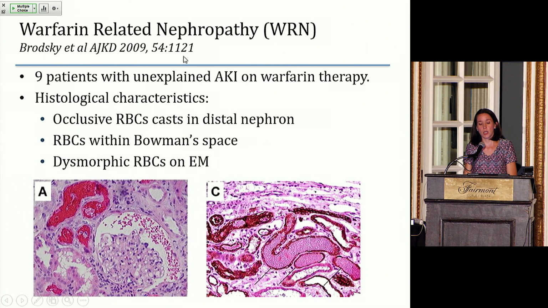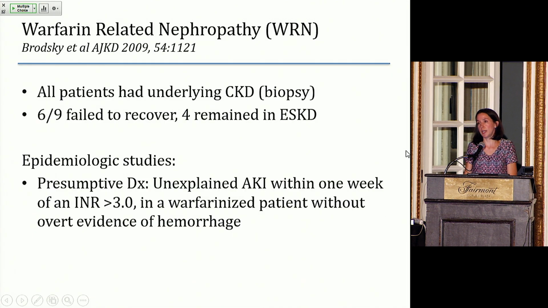This was one of the initial studies looking at it back in 2009, where they described 9 patients who had unexplained acute kidney injury on warfarin therapy and who had been biopsied. They identified occlusive red cell casts within the nephron. They found red cells within Bowman space, and on EM they saw dysmorphic red cells in the tubules. All of the patients had underlying chronic kidney disease, and of the 9 patients identified with this condition, they had a pretty poor prognosis. 6 of them failed to recover, so had progression of their chronic kidney disease, and 4 remained on dialysis.